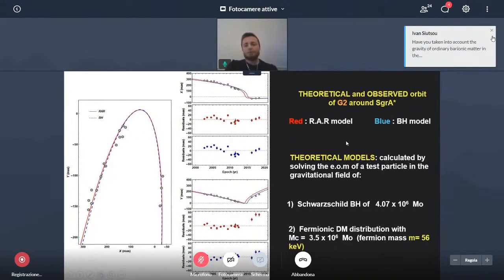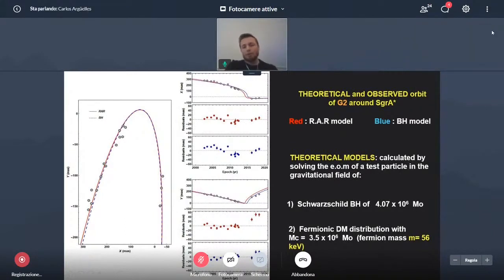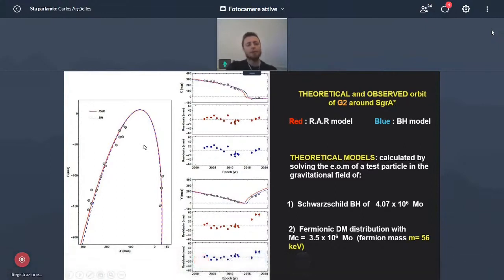Probably the most interesting case is the G2 cloud, because for the orbit here, you can see the data with the gray dots, and both models, ours and the black hole, can provide similar, nearly identical chi-square, because they're very similar regarding the position of this orbit. The best fit for the black hole mass is 4.07 × 10⁶ solar masses. In order to provide this fit, our dark matter core is nearly 3.5 × 10⁶ for a particle mass of 56 keV, the same as for S2.